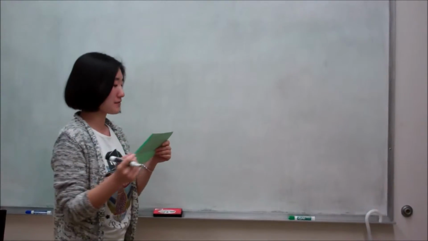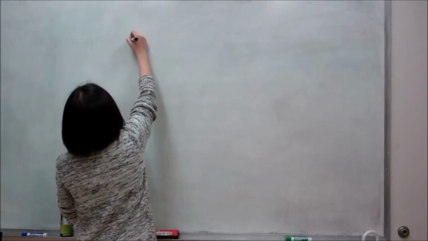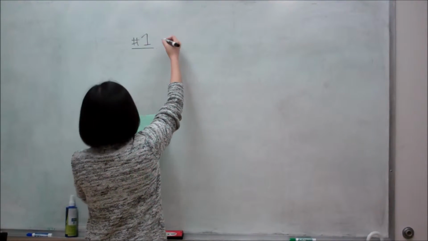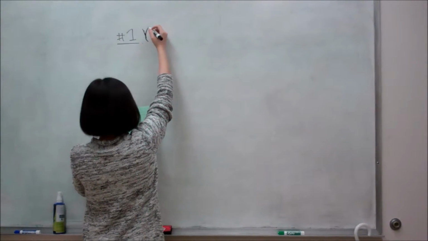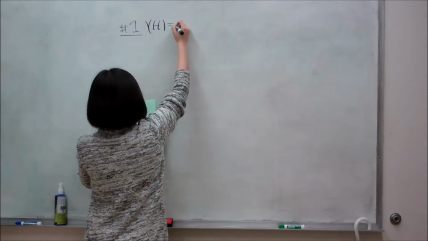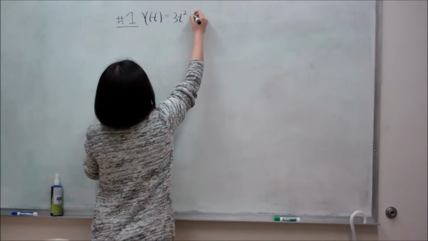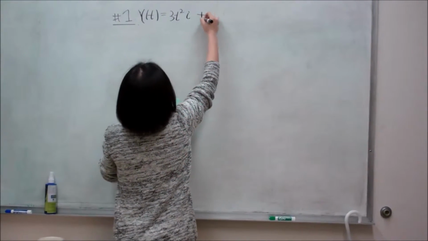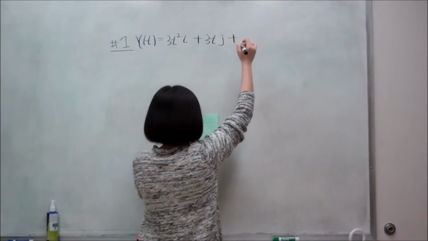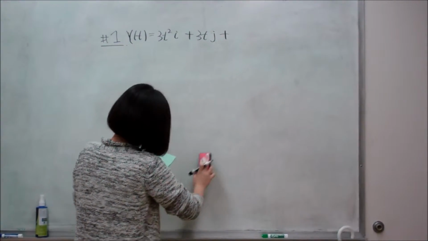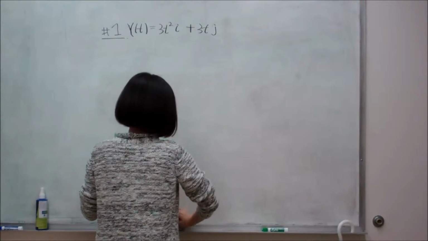Alright, so now we're going to do number 1. So here we have a curve that is given by r(t) = 3t² i + 3t j − 2t³ k.